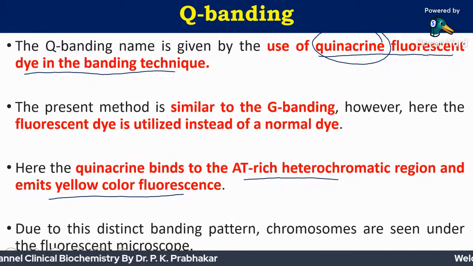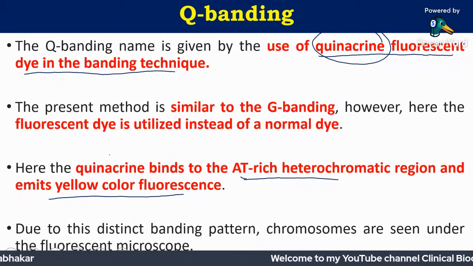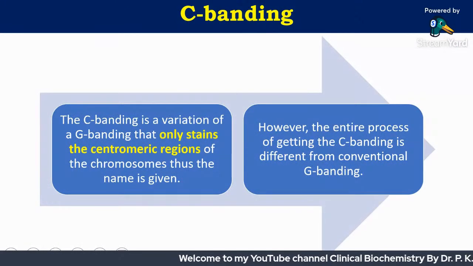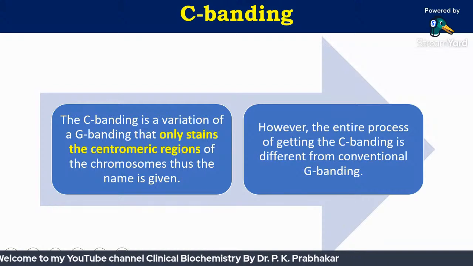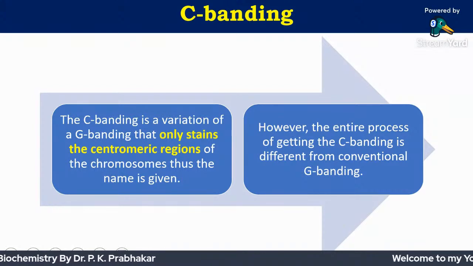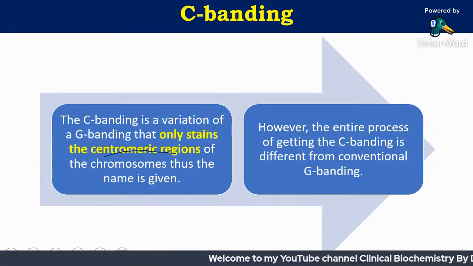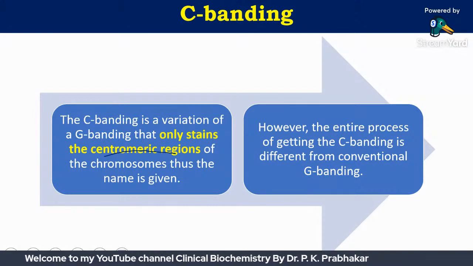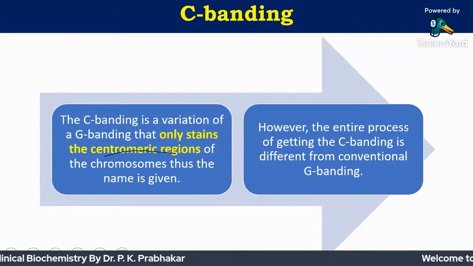Because quinacrine binds to the AT region, the AT-rich heterochromatin region will give you yellow color. Then we have C banding. C banding is also called centromeric banding, in which only the centromere of the chromosomes is stained. The present banding technique is a specialized modification of G banding, which only stains the centromere region of the chromosome.